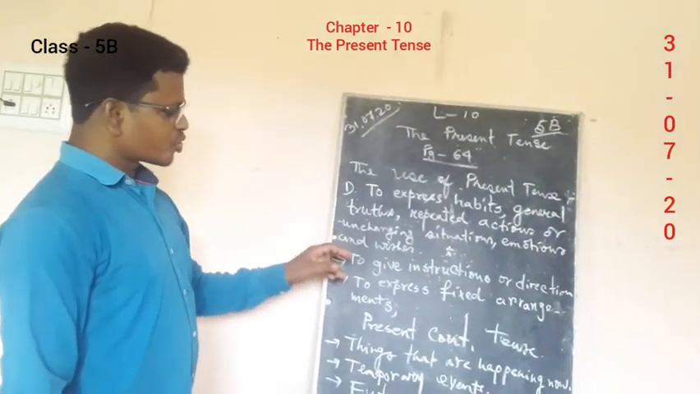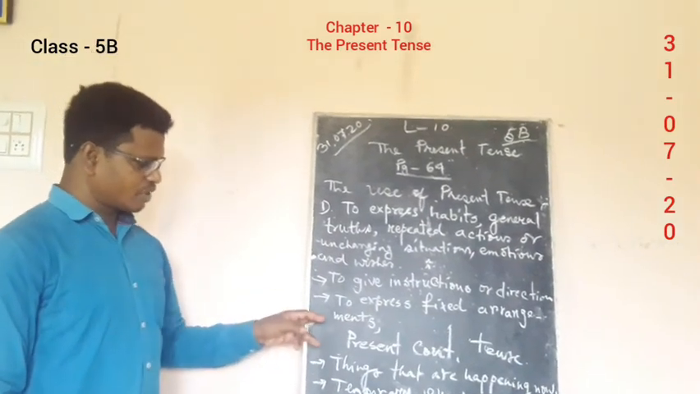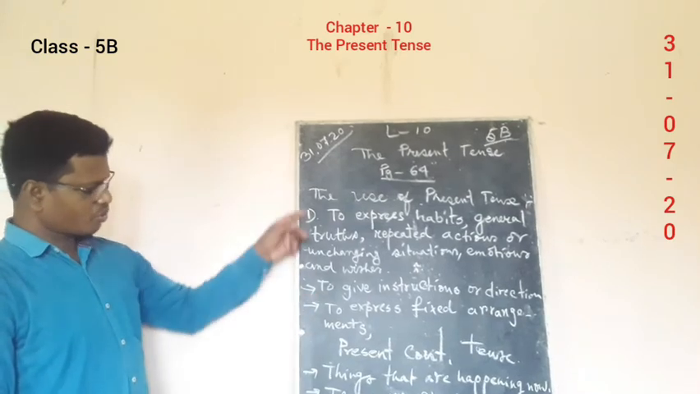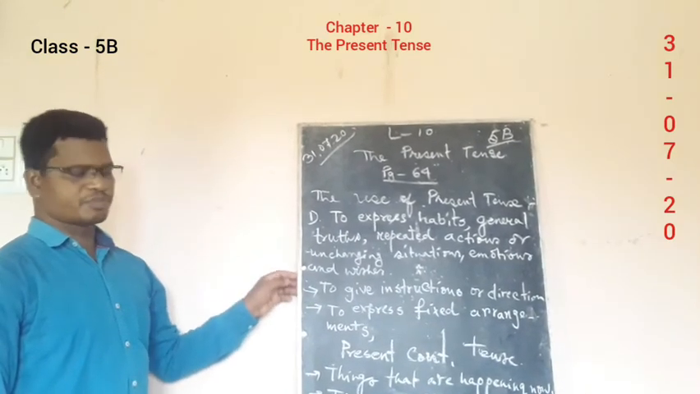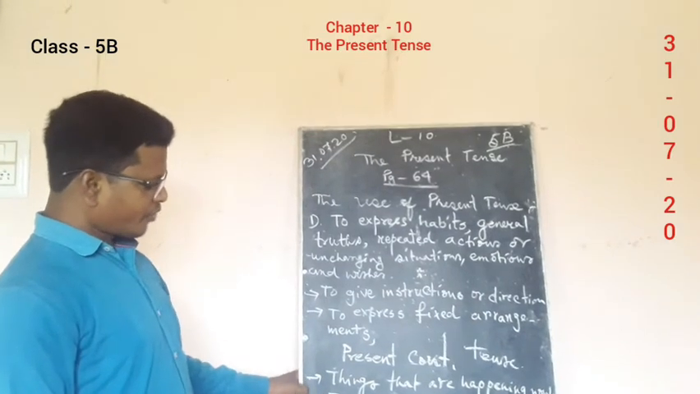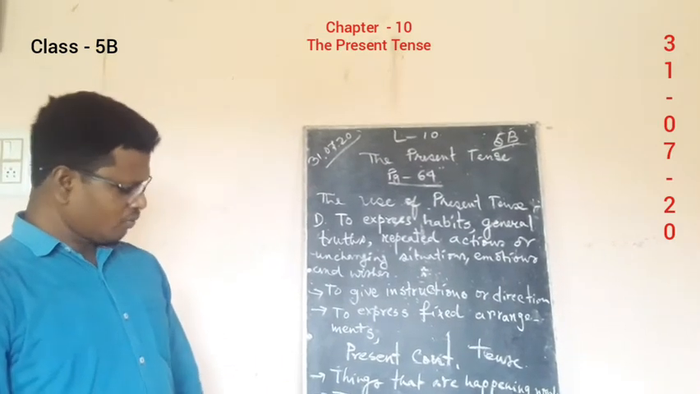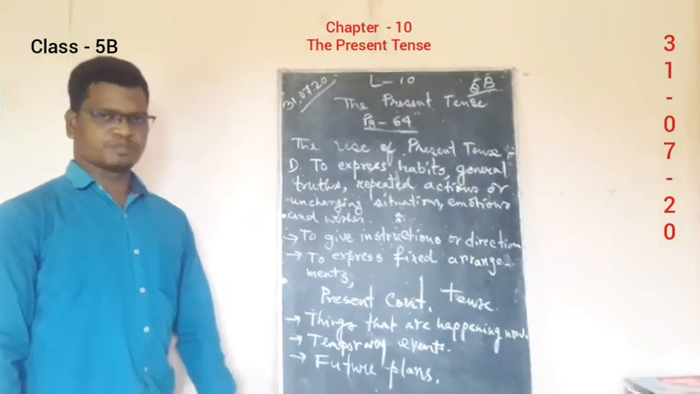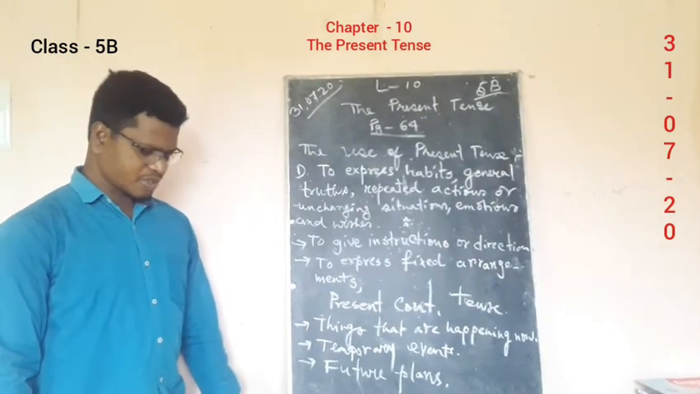Secondly, we use it to give instructions or directions. Third one is to express fixed arrangements. So this is all used in the present tense. Let's see the next one, the present continuous tense. Things that are happening right now. The other one, for temporary events, and for future plans we use present continuous tense.